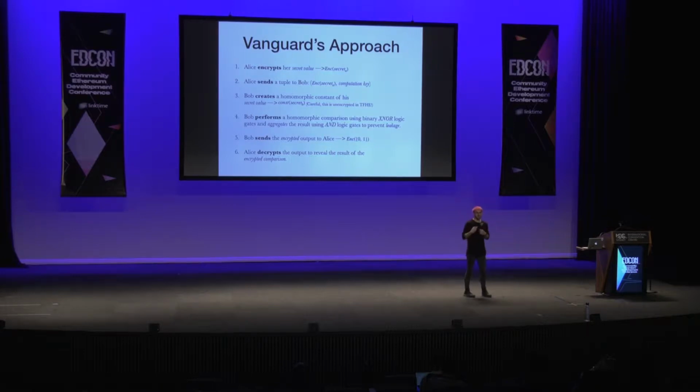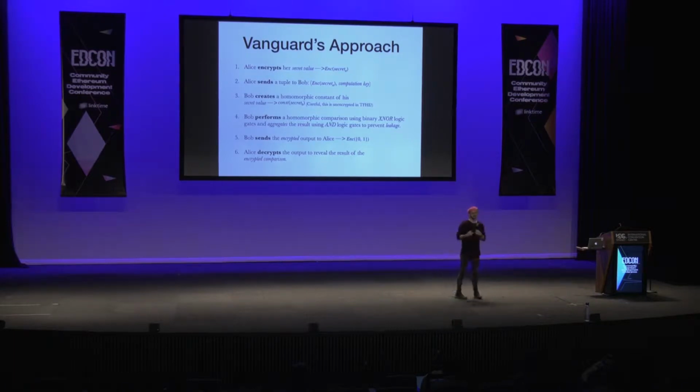Bob performs a homomorphic comparison using binary XNOR logic and aggregates the result using AND logic gates to prevent leakage. What that means is, if we simply were to compute a comparison, we'd obviously see the compared bits, and we could eventually guess what it is. So we have to aggregate those values into either a 0 or a 1. We have to make sure that the inputs are relatively the same size, then perform the computation, and then compress or aggregate it until we know it's just true or false.